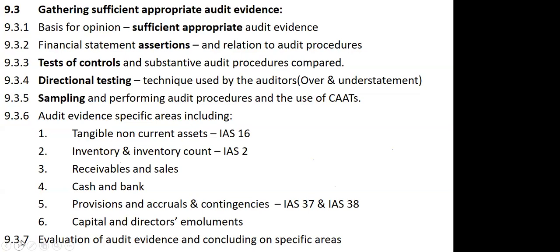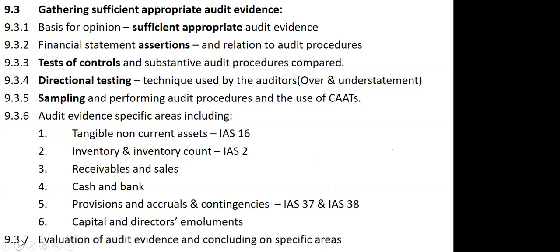Substantive audit procedures, on the other hand, have the objective of testing for material misstatements in figures in the financial statements. So auditors will always have to perform substantive audit procedures for all material amounts, because the objective is to confirm whether or not the financial statements are misstated. So let's know the distinction between tests of controls and their objective, and substantive audit procedures and their objective. Directional testing.